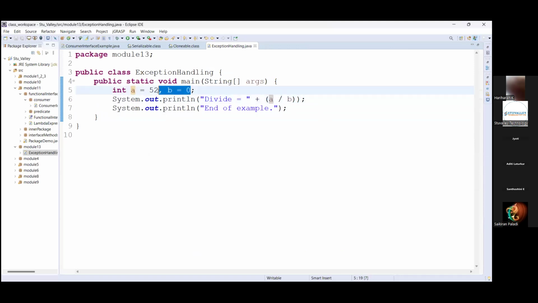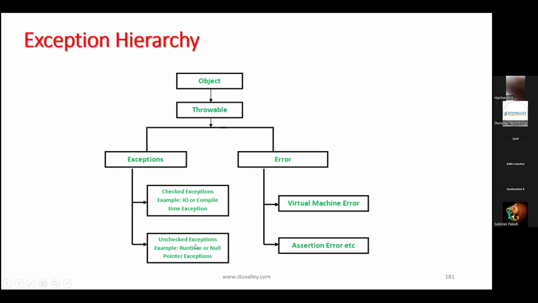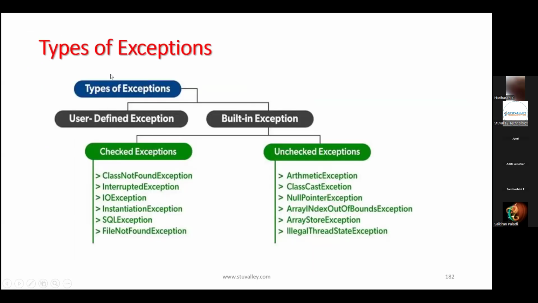Why? What is the condition? If we are trying to divide by 0. This will occur at the runtime itself. It will not occur at the compilation time. That's why all the unchecked exceptions are also known as runtime exceptions. For example, arithmetic exception, null pointer exceptions. Okay, so this is the exception hierarchy. Still, we will see the types of exceptions again.